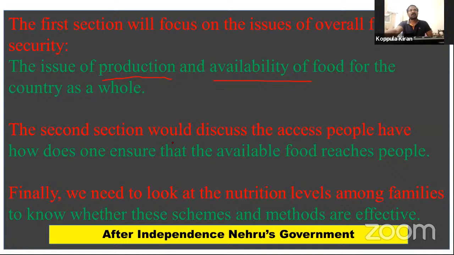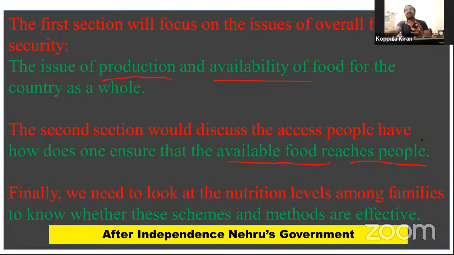The second section will discuss the access people have. How does one ensure that the available food reaches people? We can produce goods and services, and that production is available. But is the available food reaching the people or not? This is very important. How does it reach the people?